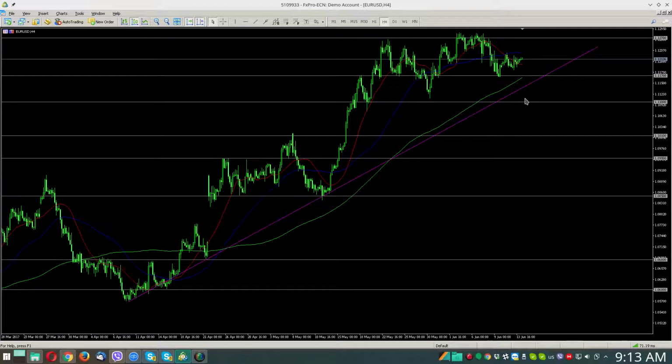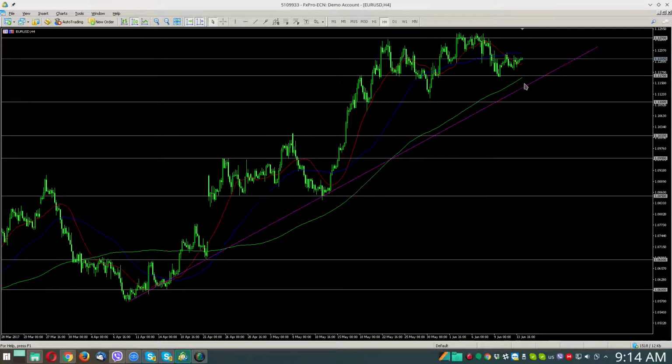What do we mean when we say a break of support and resistance? There are a couple of ways to assume that the instrument has broken a support. One way to do that is to wait until we have a complete candle closed below the support.